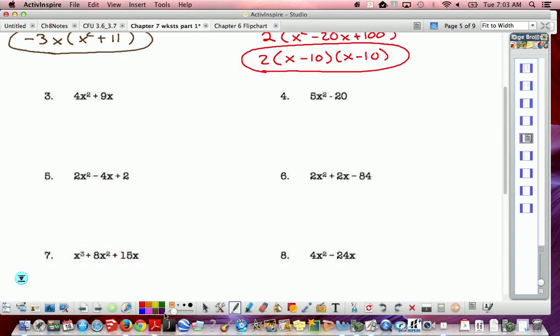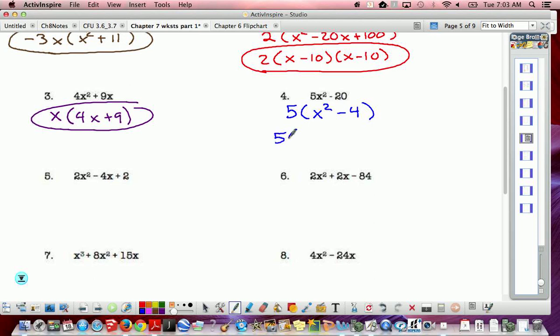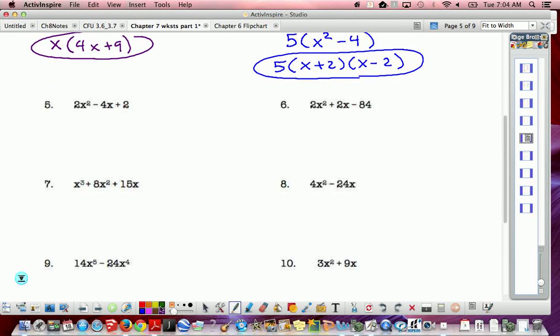Number 3, I asked myself 4x squared plus 9x, what do they share? These two only share an x. So I have 4x plus 9 left, and that one is finished. Number 4, 5x squared minus 20. These have a 5 in common. I'm left with x squared minus 4. Now when I look at x squared minus 4, it's a difference of perfect squares. So it'll be x plus 2, x minus 2. So sometimes you have to do multiple steps here. So make sure you're checking.